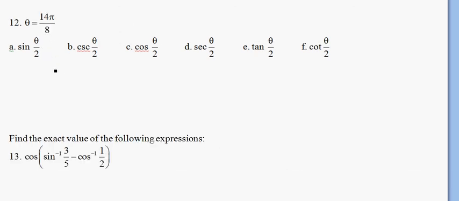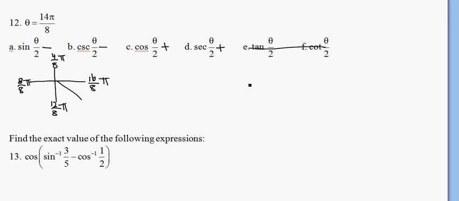So we have 14 pi over 8. Again, usually what I do is I find out where pi is, so that's 8 over 8 pi. Then if I do half of that, I'll get 4 over 8 pi. And if I add those two, I get 12 over 8 pi. And this would be 16 over 8 pi. So 14 pi over 8 is going to be in the fourth quadrant. That makes half angle sine negative, and cosecant will be negative. Cosine will be positive because it's the fourth quadrant. Secant is positive, and those guys are taken care of by themselves.